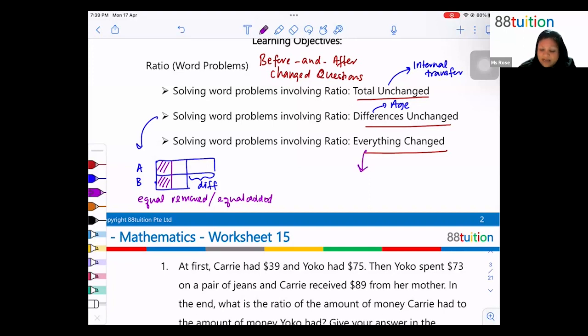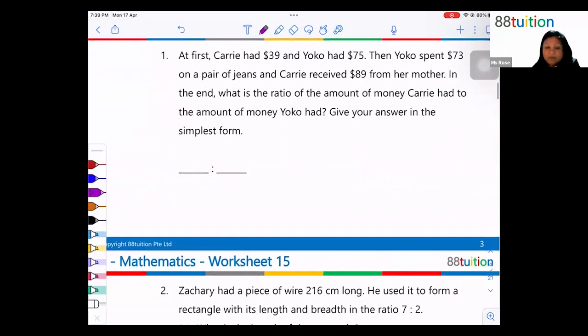And when we look at the last kind of change problem, where you see everything changes, means what? You have A and B. They can decrease, increase, or whichever combination. But the change will happen to both of them. That's why they say everything change. Is that okay? Now, let's look at, very quickly, question number 1.